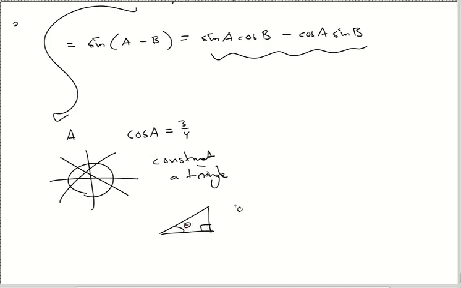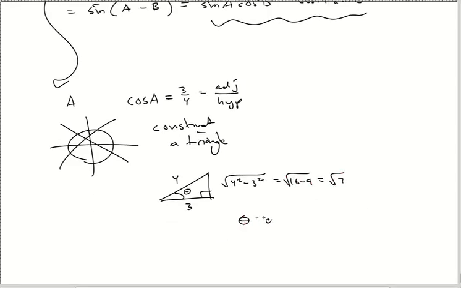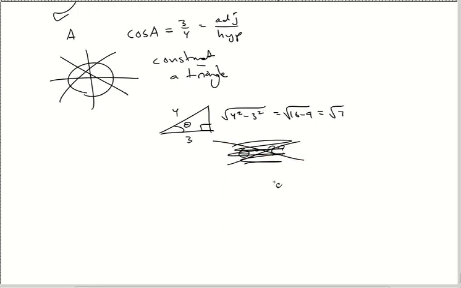There's my theta. And notice that I have adjacent and hypotenuse. So adjacent would be the 3. Hypotenuse is the 4. Could I find this guy over here? Sure. I would do the Pythagorean theorem, 4 squared minus 3 squared. So that's 16 minus 9, which is square root of 7. Do I know what theta is here? No clue at all. Don't even try to find it, though. I think it would take too much time. So rather, construct a triangle, and we're holding on to this guy.